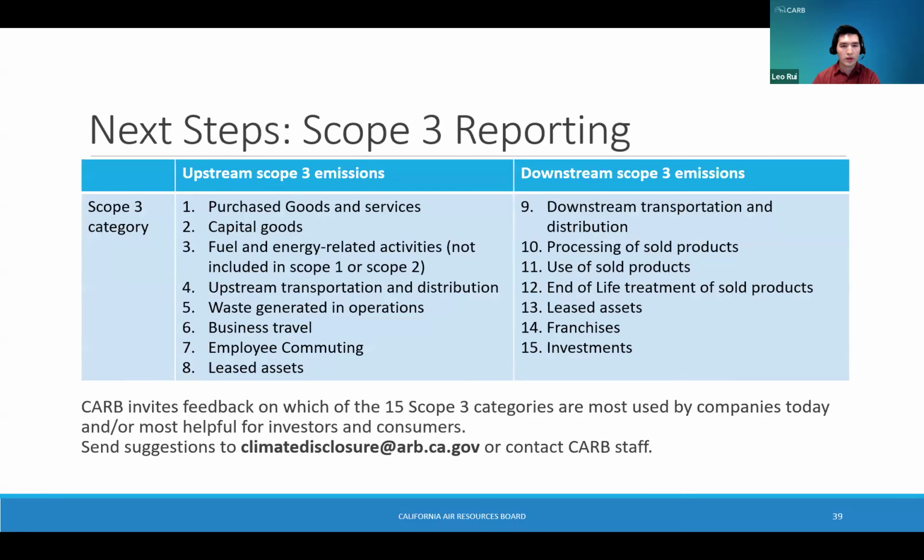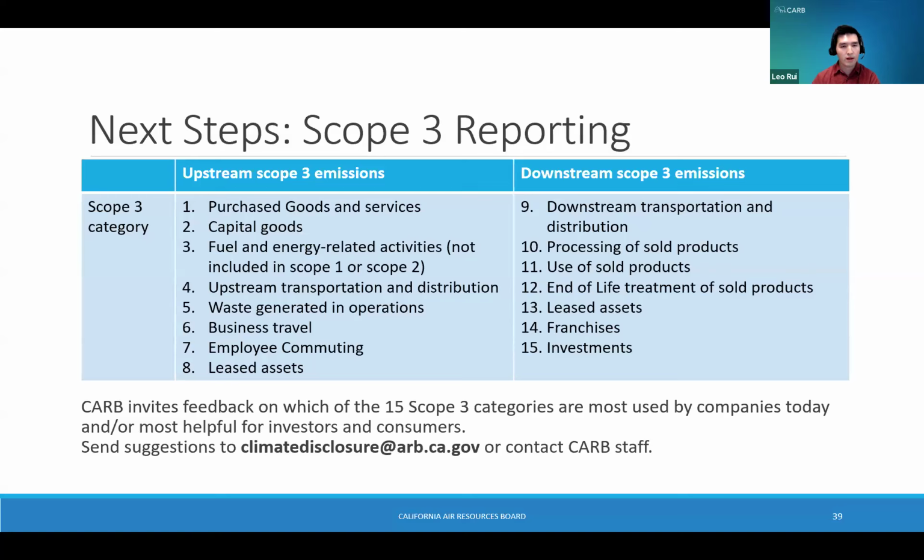And although the 2026 reporting deadline only includes Scope 1 and Scope 2 emissions, staff continue to look ahead to Scope 3 emissions. As required in the statute, CARB expects to require Scope 3 emissions reporting as part of SB 253 reports starting in 2027. Scope 3 reporting includes 15 categories of emissions according to the GHG Protocol. Eight of them are upstream emissions and 7 are downstream emissions.